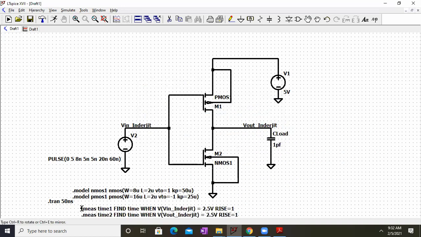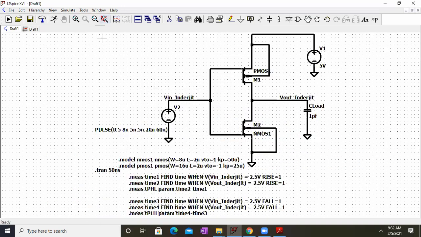So very quickly, I'll add the statement. I'll explain it once it comes. So this is my high to low propagation delay. We are finding the time when input is falling at 50% value, that is 2.5. And here also we are finding the time when the output is rising to 50% of the value. And we are subtracting it, time 2 minus time 1.